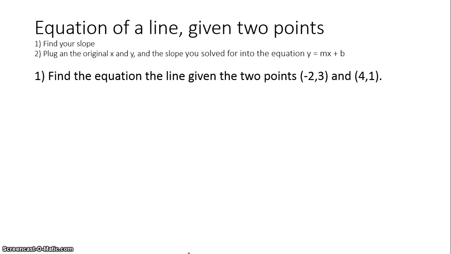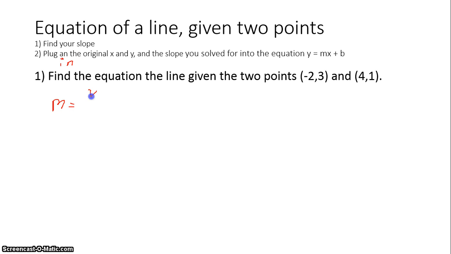So, finding the equation of a line given 2 points. Here are our steps. 1, find your slope. 2, plug in the original x and y and the slope you solved for into the equation y equals mx plus b, also known as slope-intercept form, because the slope and the intercept are the two pieces of information that we have. So, find the equation of the line given the 2 points, -2, 3, and 4, 1. First, find the slope.